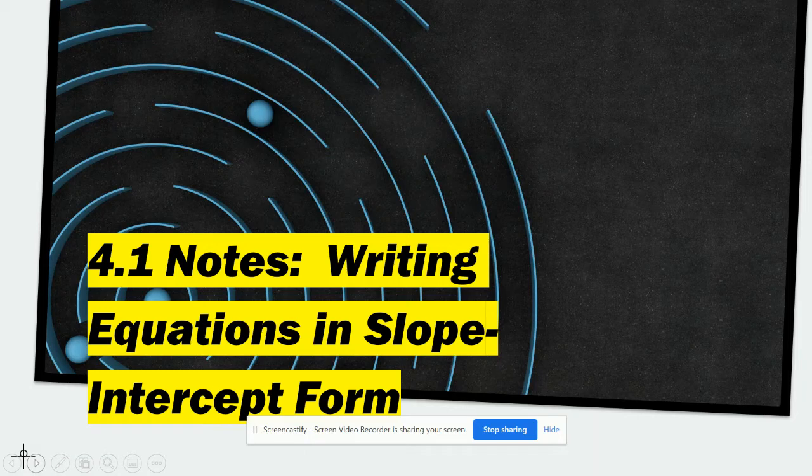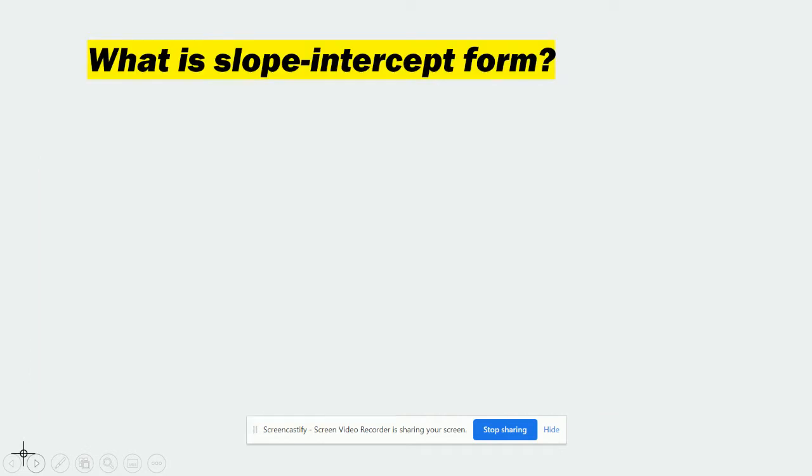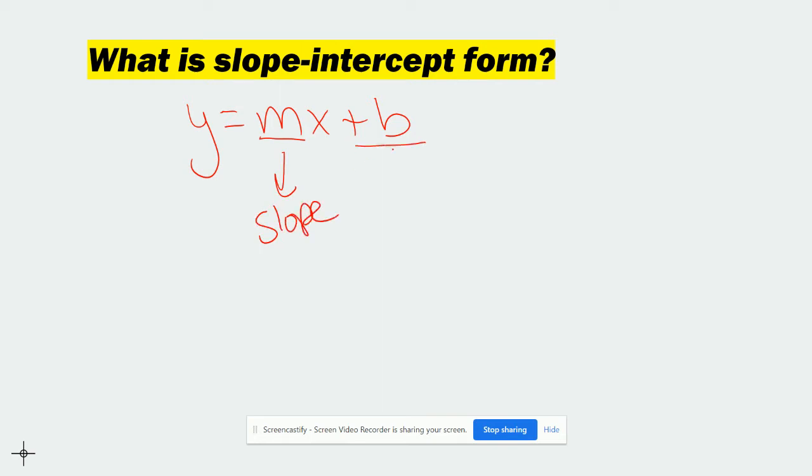Welcome back, everybody. We're going to start chapter 4, writing equations of lines. Today we're going to focus on slope-intercept form. So a reminder that slope-intercept form is y equals mx plus b, where m is our slope and b is our y-intercept. It can be plus b or minus b depending on what our y-intercept is.